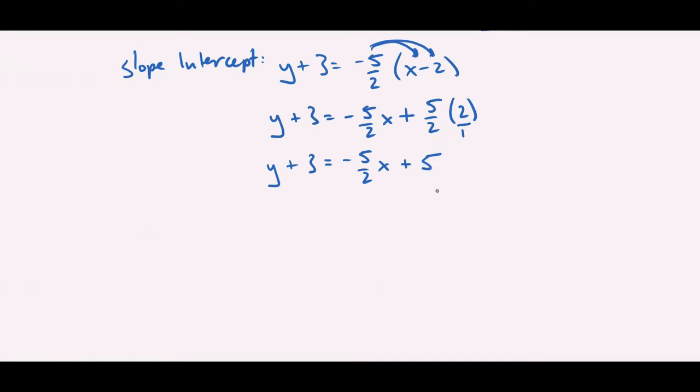Almost in slope-intercept form, we want the y isolated all by itself. What I don't want is that 3. And so in order to not have that 3 there, I'd like to zero it out. And so adding a negative 3 to both sides. Negative 3 and positive 3, that's going to combine to be 0, so I'm left with a y on the left-hand side. Negative 5/2 x, positive 5, and negative 3 will become a positive 2. And there's our slope-intercept.